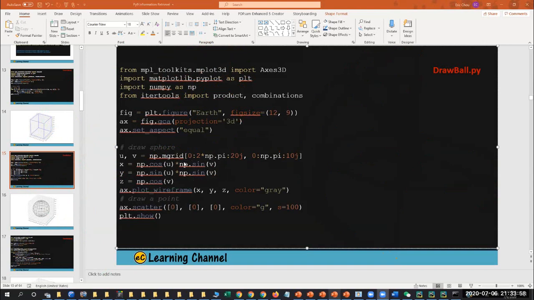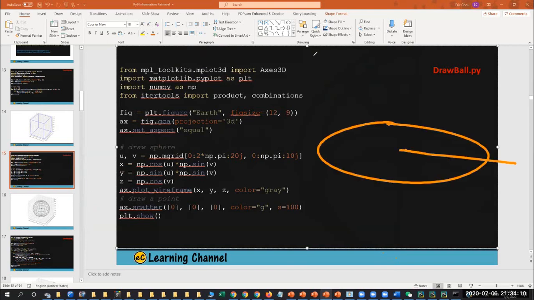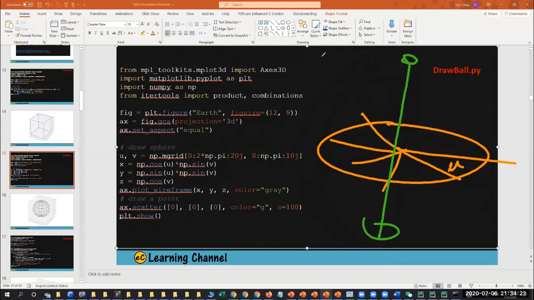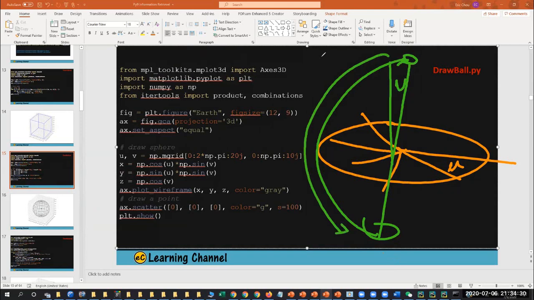So with this one, let me repeat again. These two, we have U and V, right? So this is a circle. Here we have the initial circle, and we have the U angle. So U can be a different angle like this, right? And we have another one called the V angle. The V angle starts from here, the axis of the ball, and grows from here to here. So it's 0 to pi.